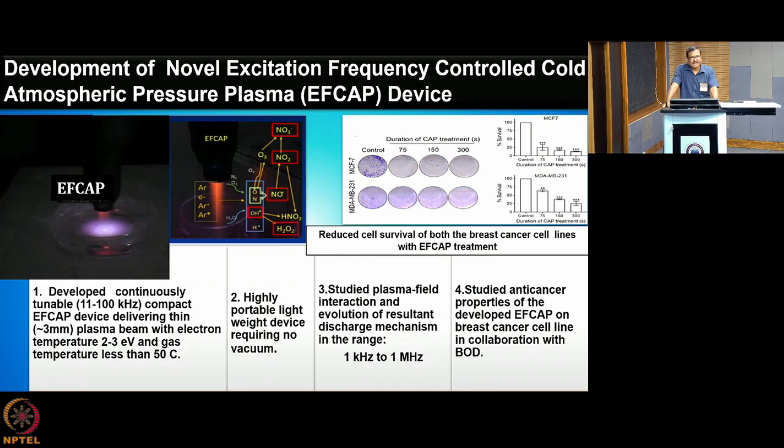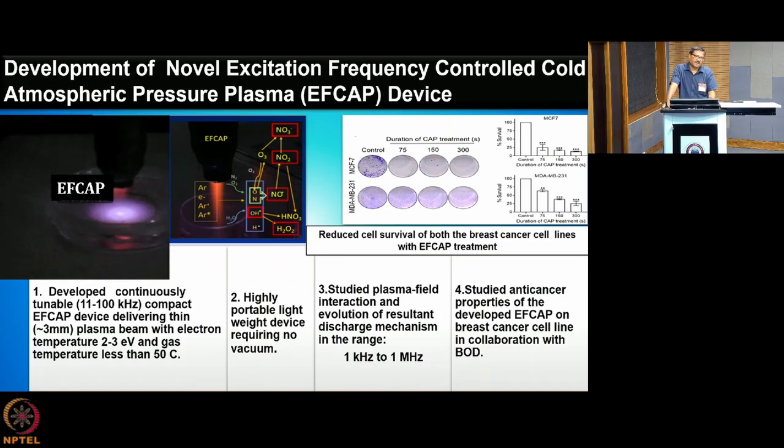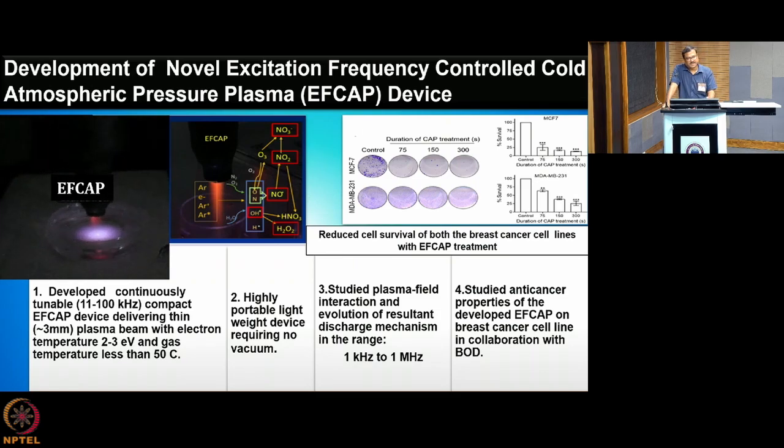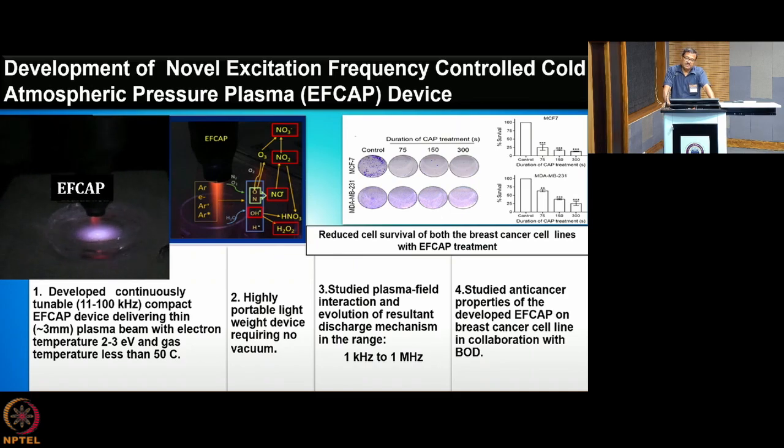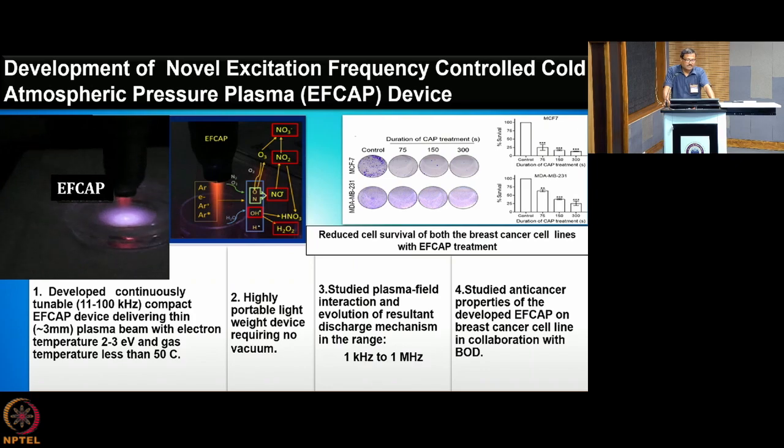So practically, you can touch the plasma by hand. Definitely the gas temperature is below, say, 40 degrees centigrade, whereas we were talking about the plasma jet which has a temperature of several thousands of degrees Kelvin. But here the temperature is so low that you can touch the jet by hand.